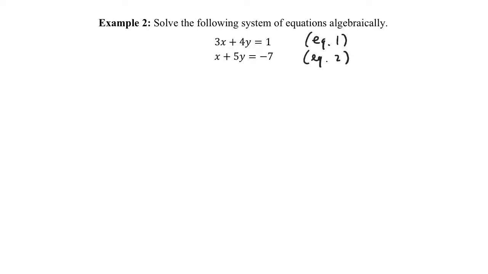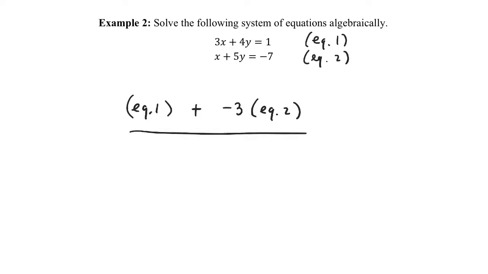Here's what I'm going to do. I'm going to say the following. I'm going to take equation 1. I'm writing a command. It's like a command prompt for computers. I'm taking equation 1, and I'm going to add negative 3 times equation 2 to that. This is my command. I know you don't have to do it.